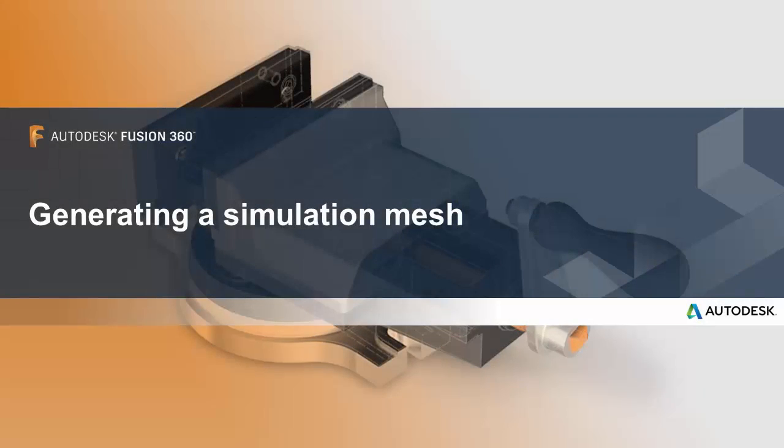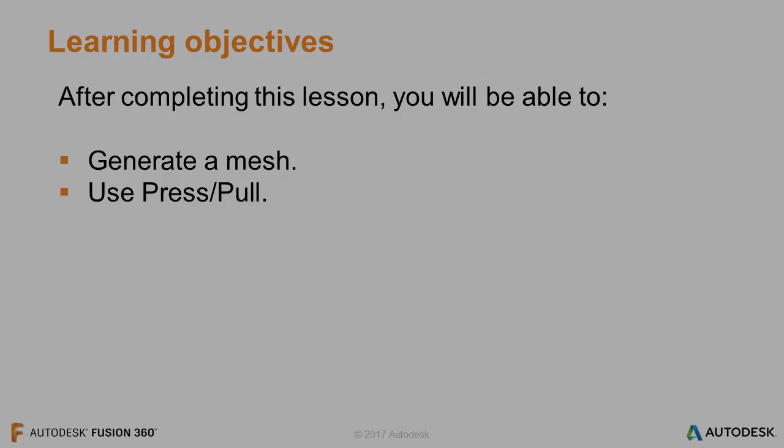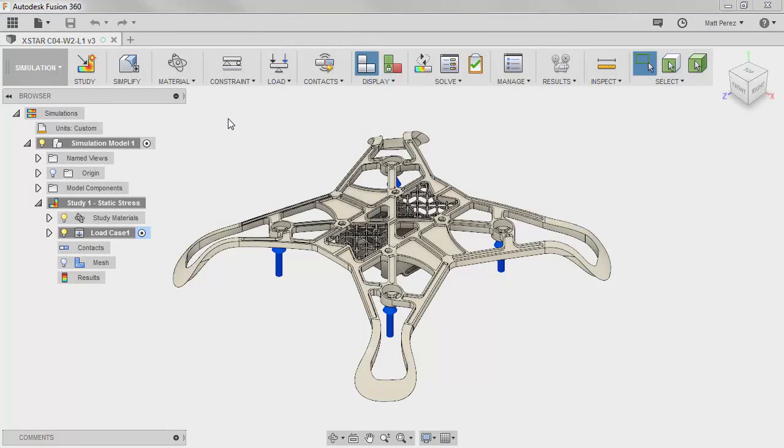In this lesson, we'll generate a mesh for simulation. After completing this lesson, you'll be able to generate a mesh and use press pull. Carry on with the file from our previous example. The next step is going to be to generate our mesh.